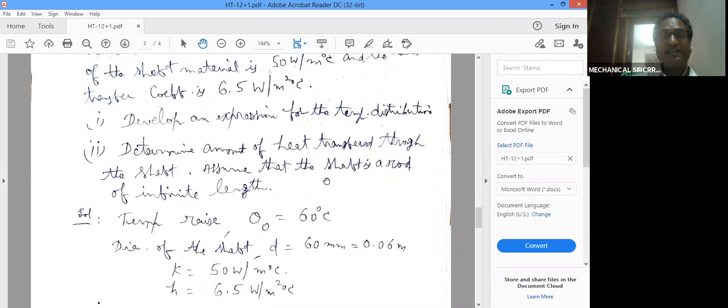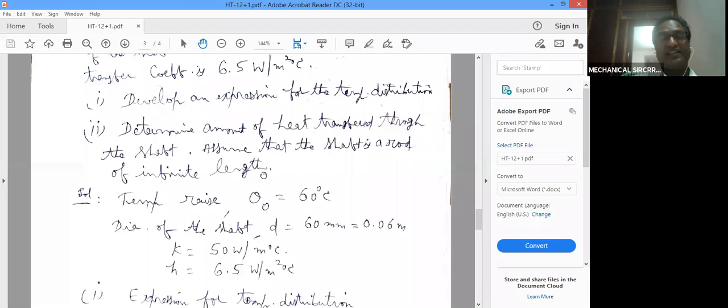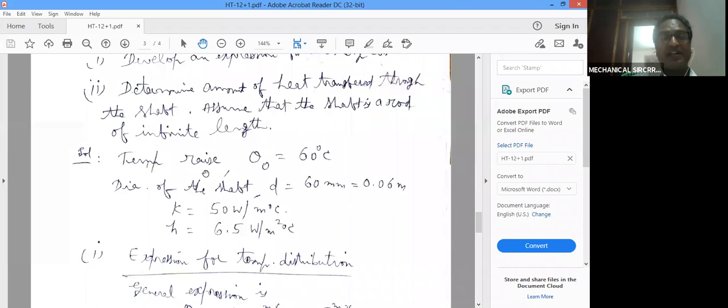Assume that the shaft is a rod of infinite length. That's why it is an infinite fin. So a circular rod of infinite length, that's the infinite fin. The temperature rise is theta naught, that is T naught minus T free stream, the maximum temperature difference at the end. Theta naught is equal to T naught minus T free stream. The temperature rise is given as 60 degrees centigrade.